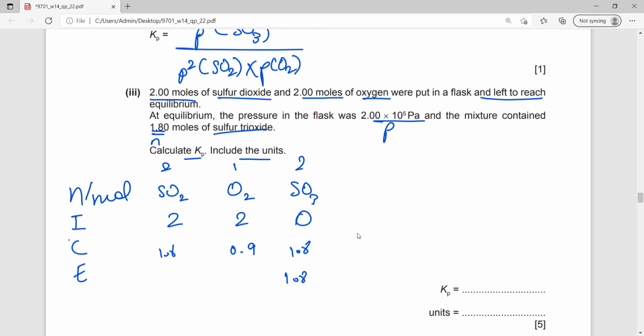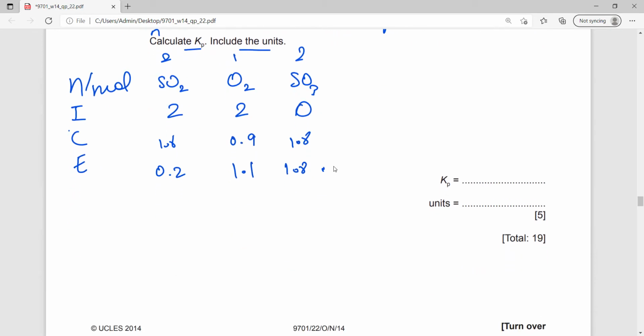The change in this case, because they're being used to produce the sulfur trioxide, is a reduction. So 2 minus 1.8, that's 0.2, and 2 minus 0.9, that's 1.1. Now the total moles at equilibrium is 0.2 plus 1.1 plus 1.8, that's 3.1 moles. The total moles is used to calculate the mole fraction. I'll just write it in fractions to ensure the most accurate final answer.